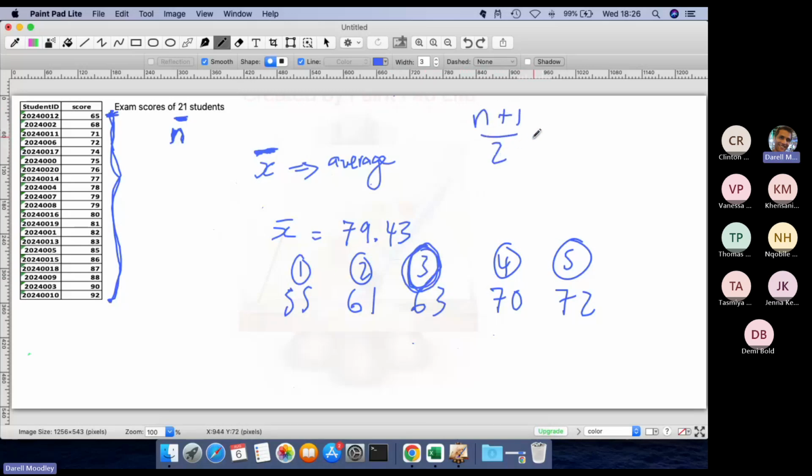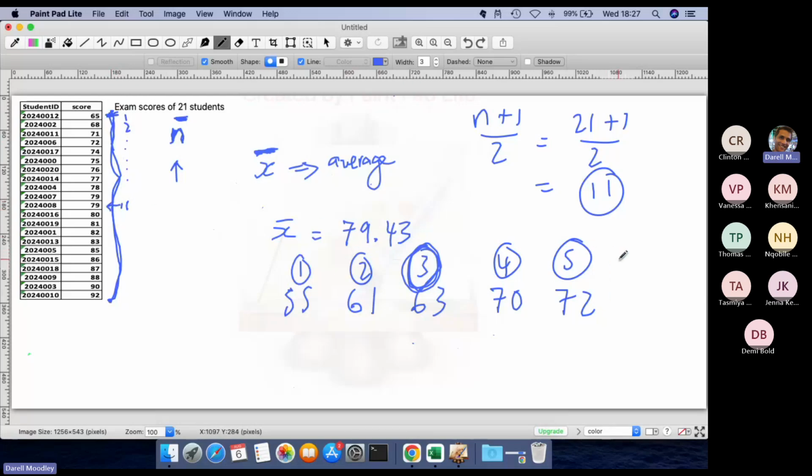What I mean by n is the number of students, or the number of data points you have. You look here, there's your n, it's 21. So it's 21 plus 1 over 2, and if you work that out, that is 11. So that means it would be the 11th number. If I had to rank them here, there's 1, 2, etc. I think the 11th one is this number here, 79. This is the 11th number.